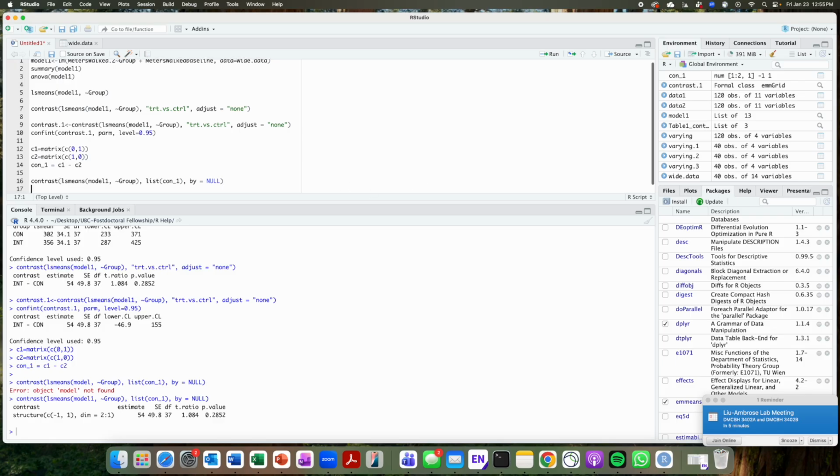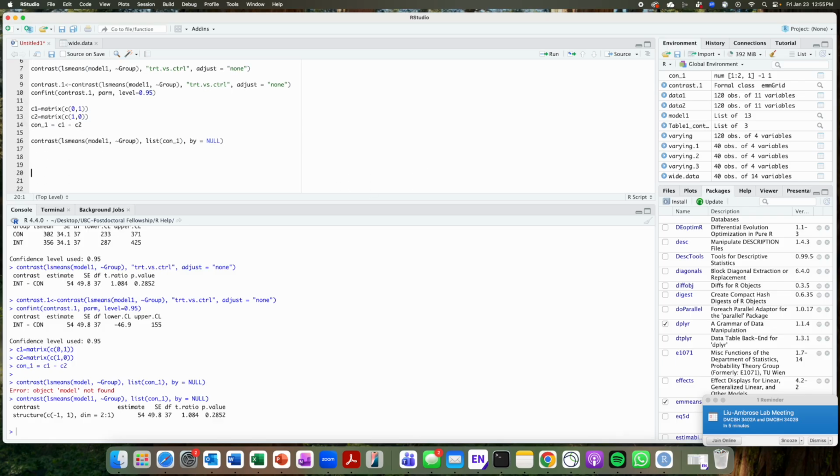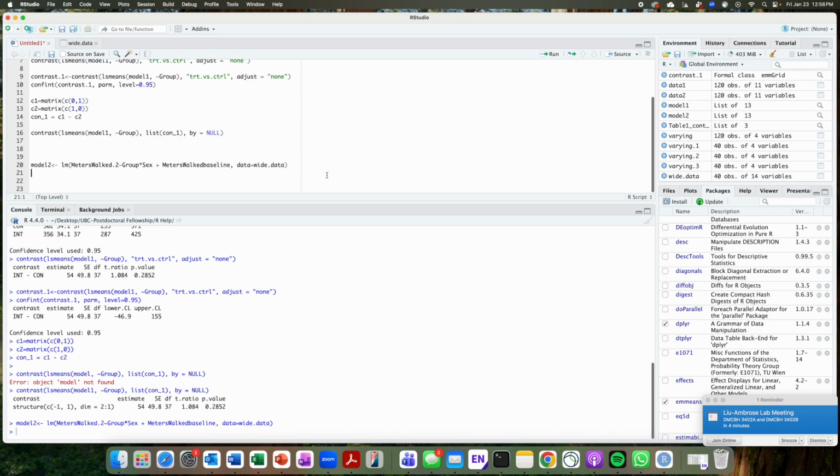But now let's make it a little bit more complex. Now we're going to look at whether there are sex differences that exist. To do that, we first have to write our model looking at sex differences. So in this case, we're going to call lm meters walked dot two again, but this time we're going to have a group by sex effect. Then we're again going to include meters walked at baseline as our covariate of interest, and then we're going to call our data because I forgot to do that last time, and that's that.